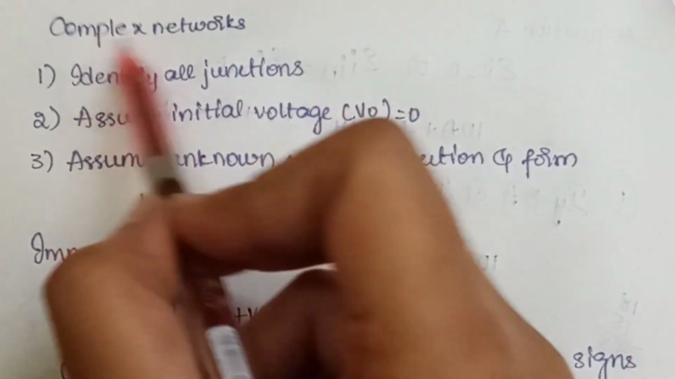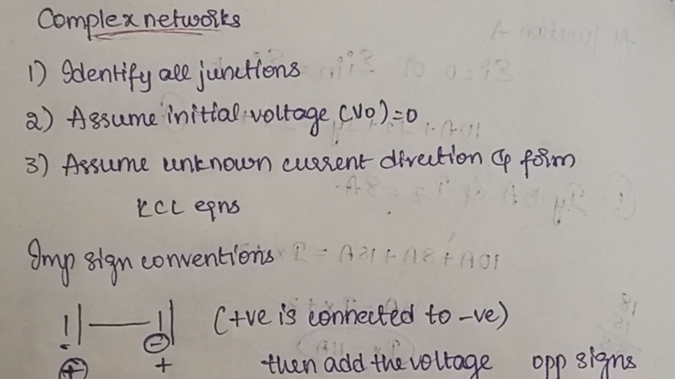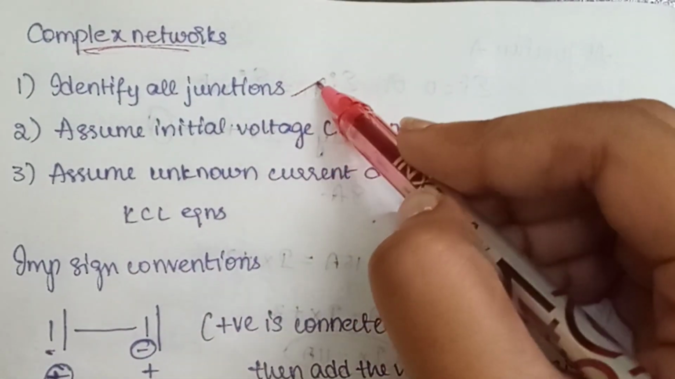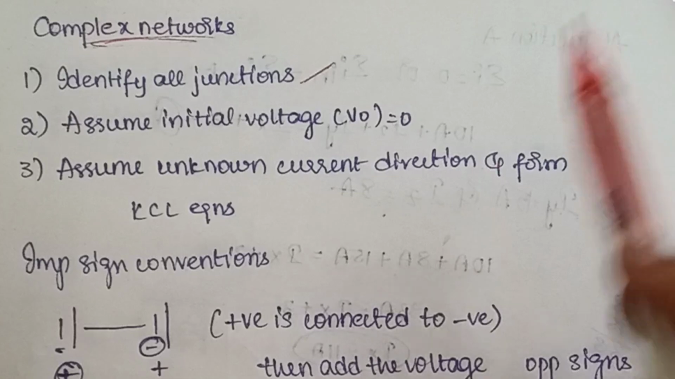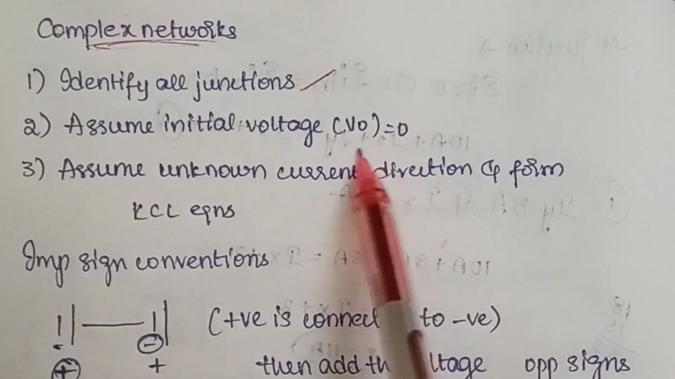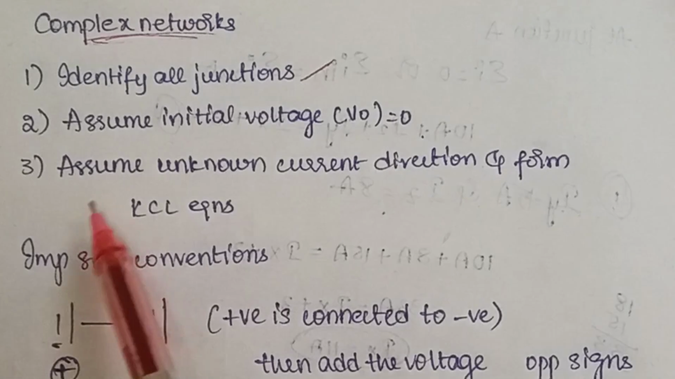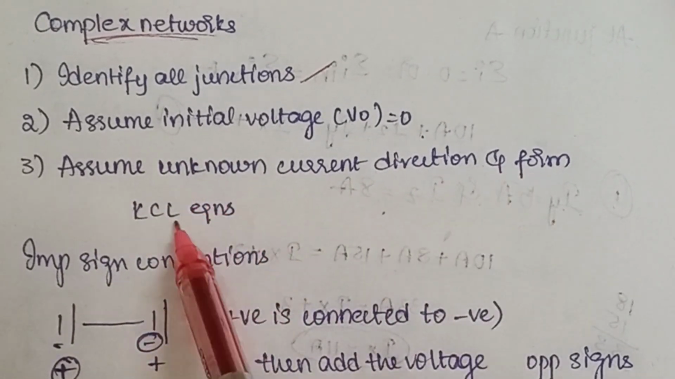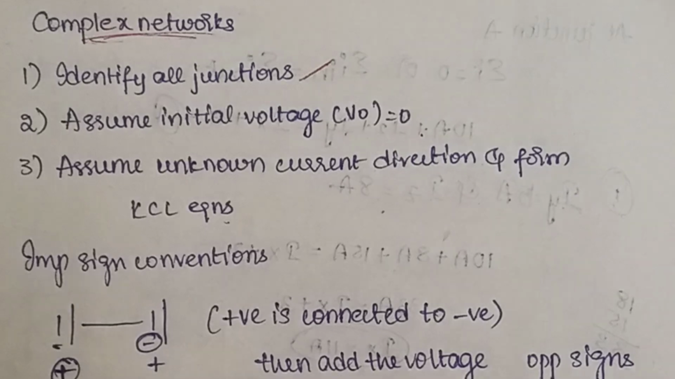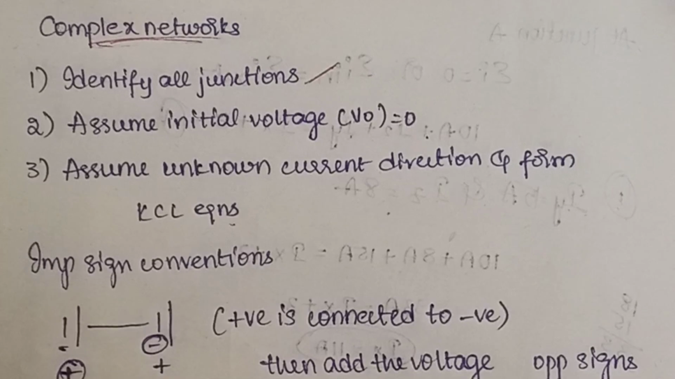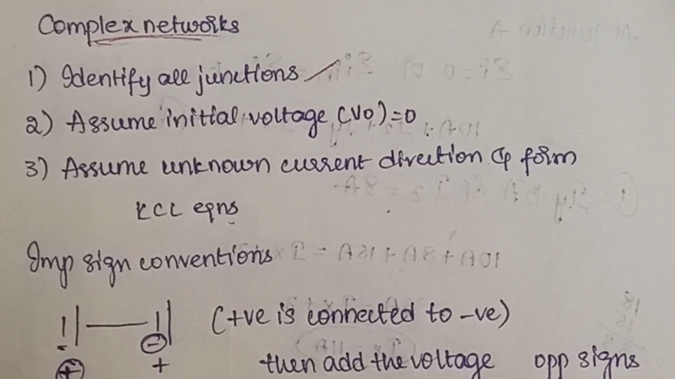If it is the case of complex networks, first we need to identify all the junctions. After identifying all the junctions, we need to assume an initial voltage, that is V0 is equal to 0. And then we need to assume unknown current directions and form KCL equations. You will understand these rules when we are dealing with complex networks. I will deal with it in the next video.